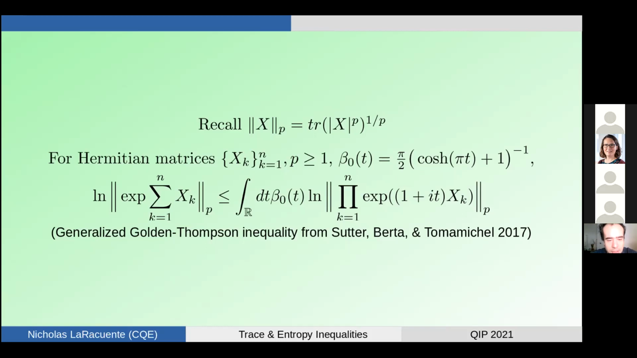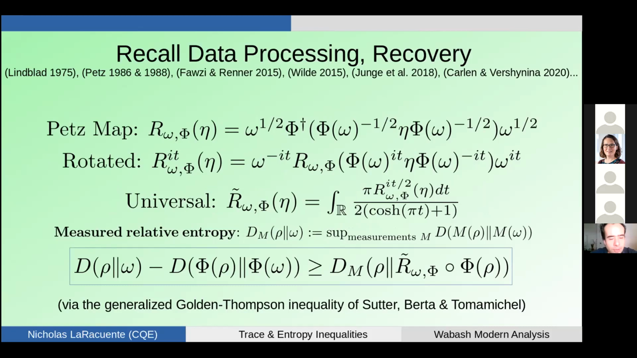Of course, it has this integration measure. It has these imaginary powers of the matrices. And what this will lead to is a recovery in terms of the measured relative entropy. So this D_M is taking the supremum over all possible measurements. This is less than the relative entropy, but it's actually stronger than the logarithmic fidelity recovery I showed before.